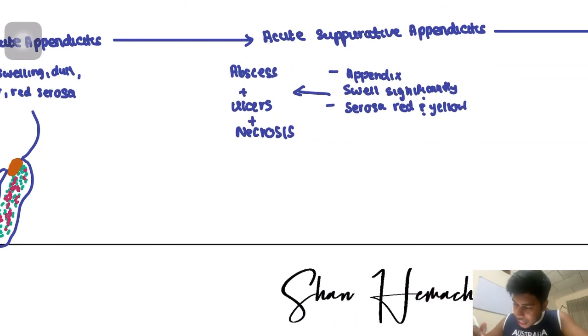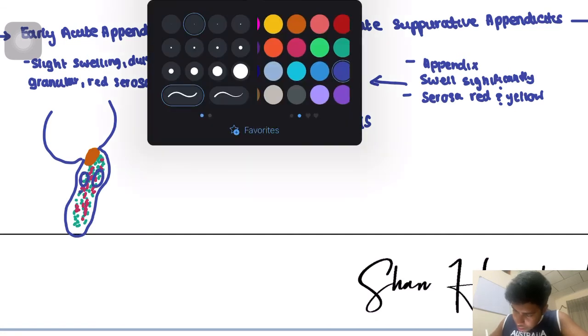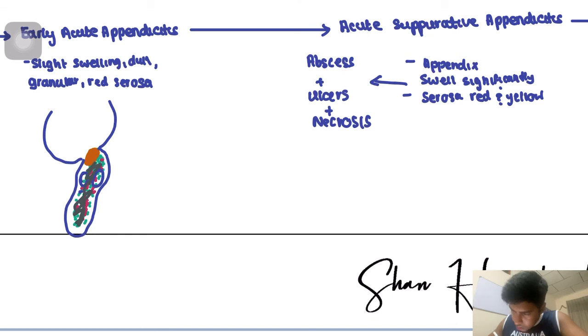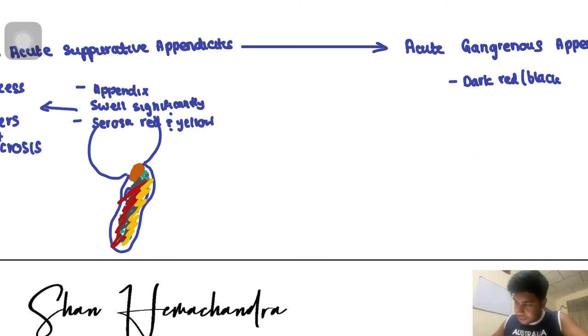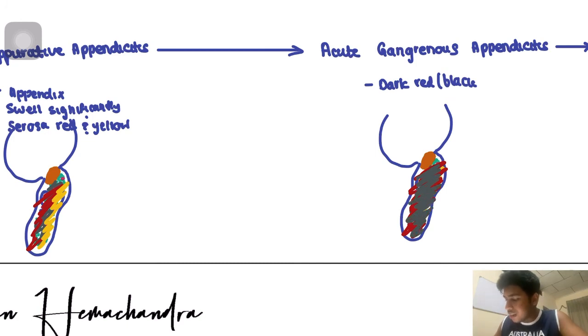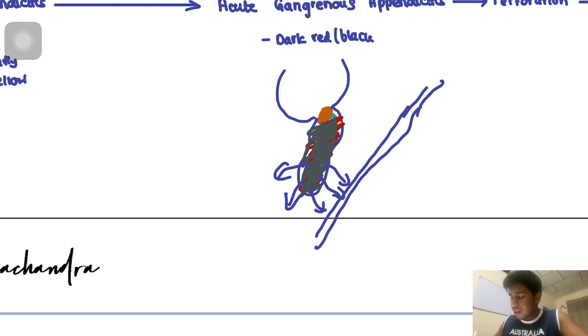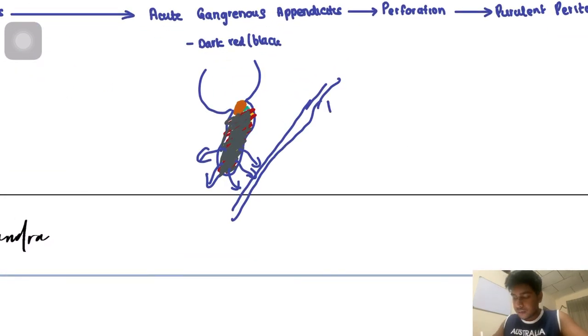Next, the acute suppurative appendicitis. You get abscess formation, ulcers, necrosis, all here. And the structure looks reddish yellow. And finally it can become gangrenous. Then it's red black, because everything is going to be destroyed. You have seen a gangrenous intestine, you know what it looks like. And if it perforates, all these purulent substances can enter into the peritoneum, and that's very dangerous.